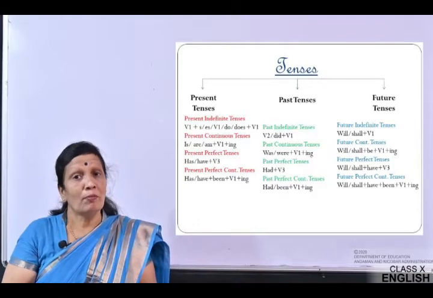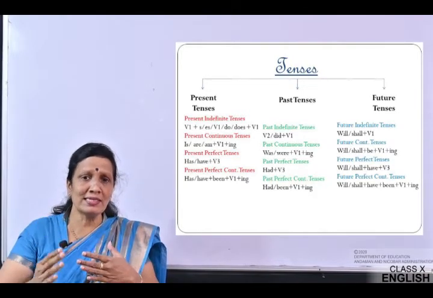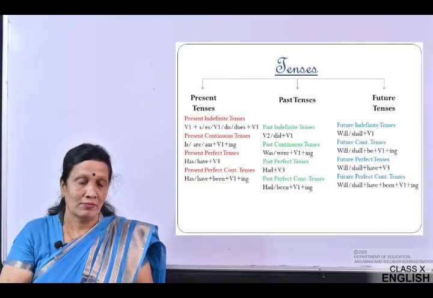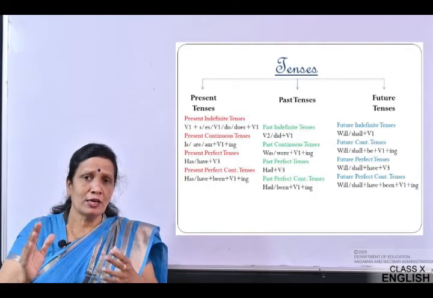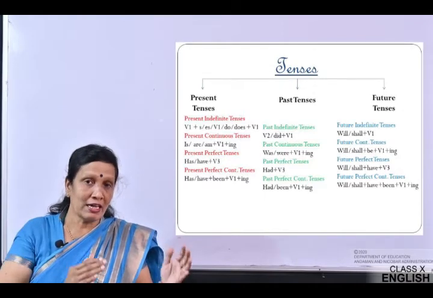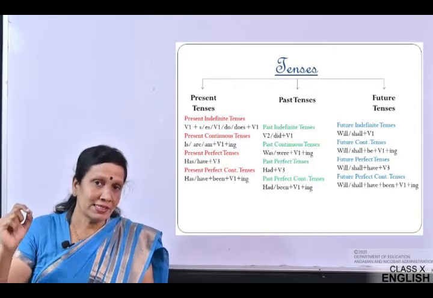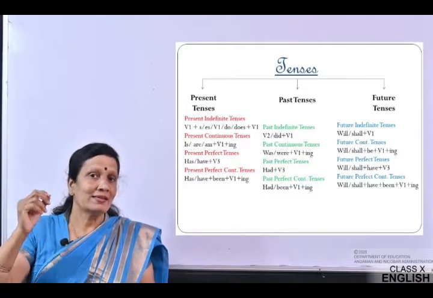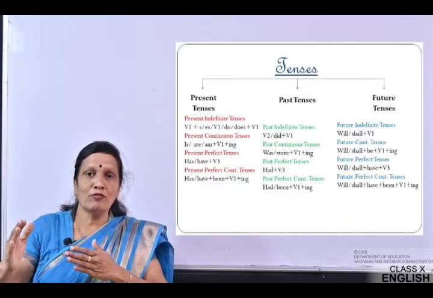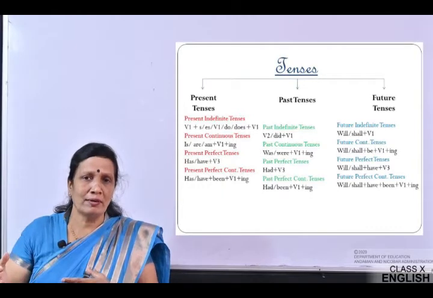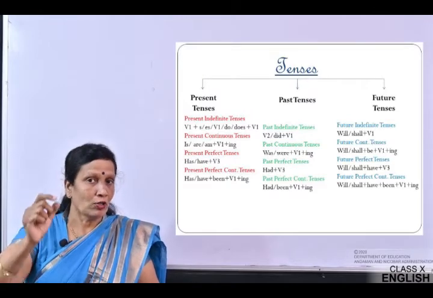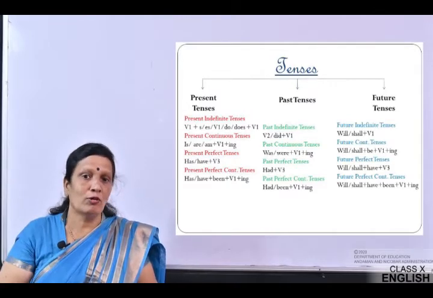Then the present perfect tense. In the present perfect tense, has or have plus the third form of the verb. I'll be discussing that with you. The third form here, like come, came, again come, the third form. Give, gave, given. Given is the third form. Has, had, had. Have, had, had. So the third form: given, taken, spoken. All the perfect tenses will have the third form of the verb.